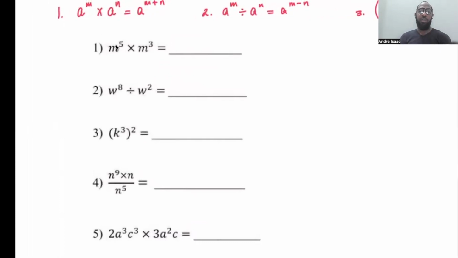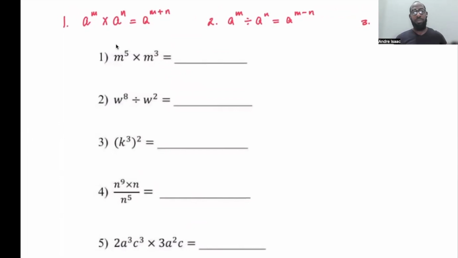Number 1, m to the power 5 multiplied by m cubed. We're multiplying same letters. So if we're multiplying same letters or same numbers, we add the powers. So this will be m to the 5 plus 3, m to the power 8. When you're learning this topic, you put this down, m to the power 5 plus 3, and simplify.